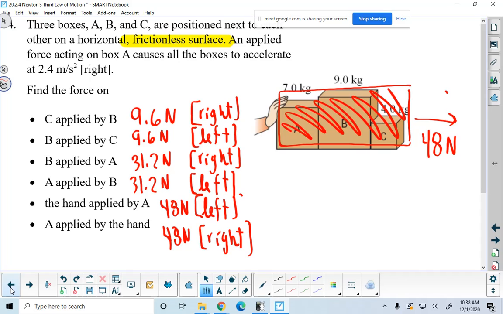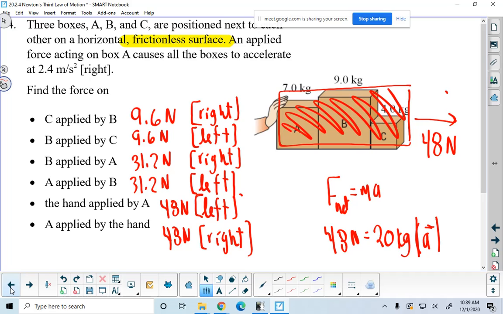Let's do a calculation here. Let's use F equals ma and put 48 newtons in and put the mass of the whole system, which is 20 kilograms. What do you get for the acceleration? This will be interesting.